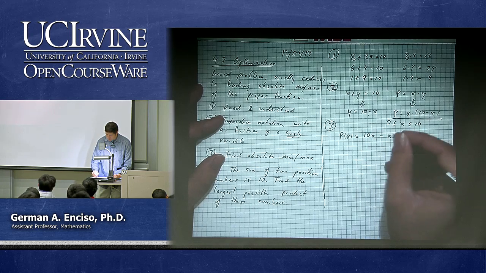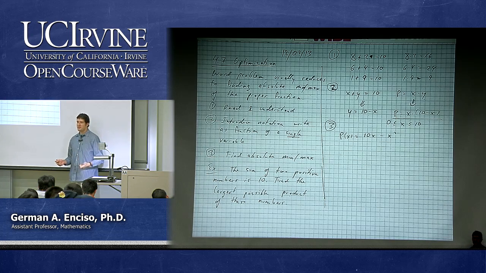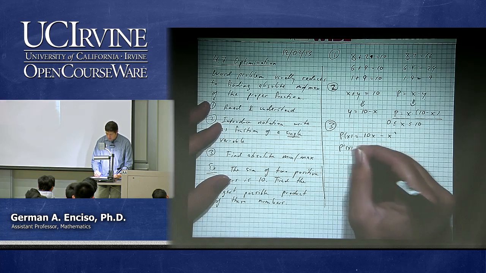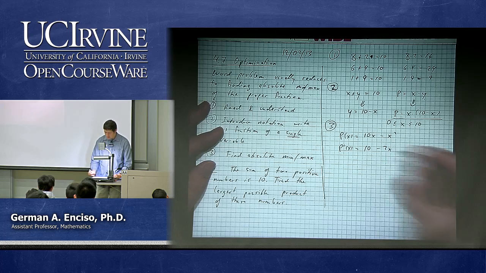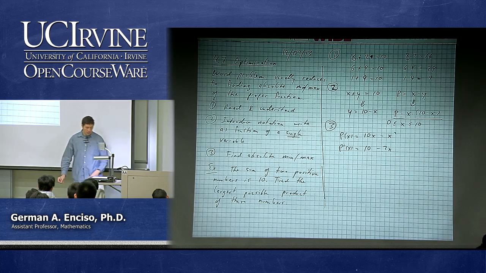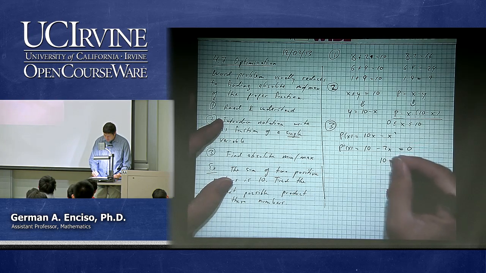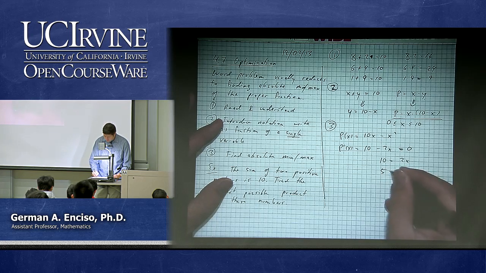10x minus x squared. Why do I multiply out? Because the derivative is easier to calculate that way. Now we can calculate p prime of x is equal to 10 minus 2x, and we set it equal to 0. So that means that 10 is equal to 2x, or 5 equal to x.